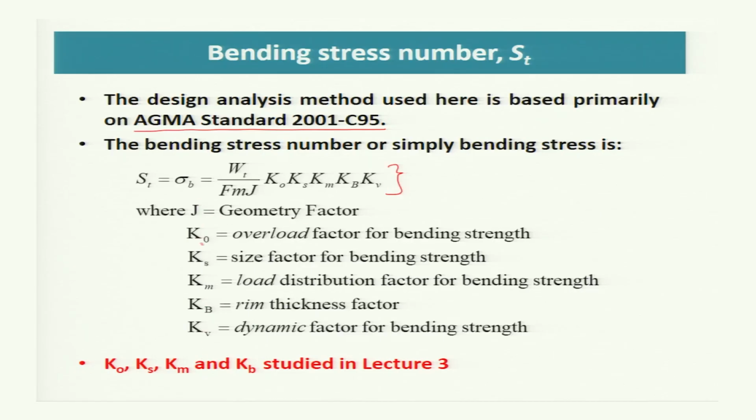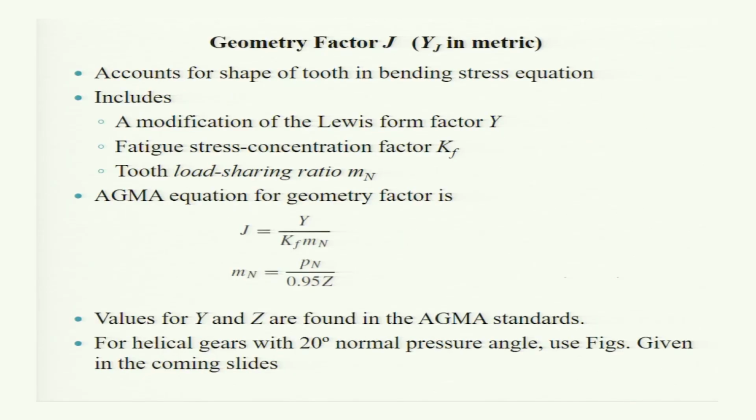J is the geometry factor, Ko is the overload factor, Ks is the size factor, Km is the load distribution factor, Kb is the rim thickness factor, and Kv is the dynamic factor or the velocity factor. So, the only difference will be in the determination of this geometry factor that we are going to study. This accounts for the shape of the tooth in the bending stress equation.